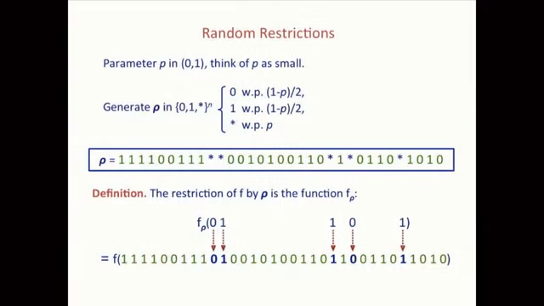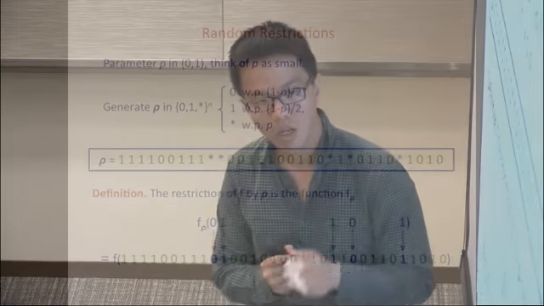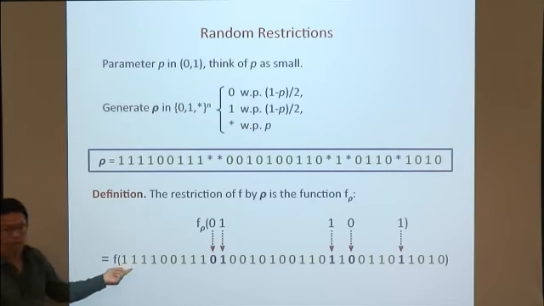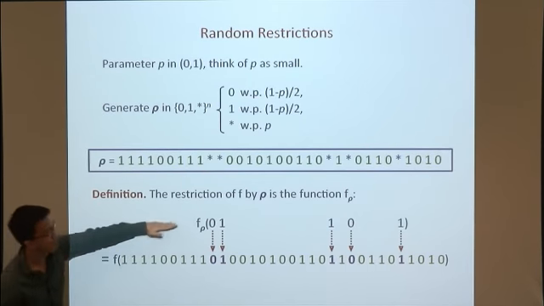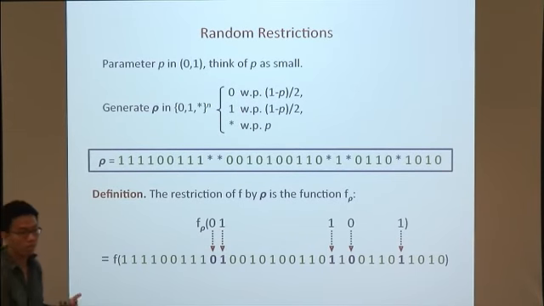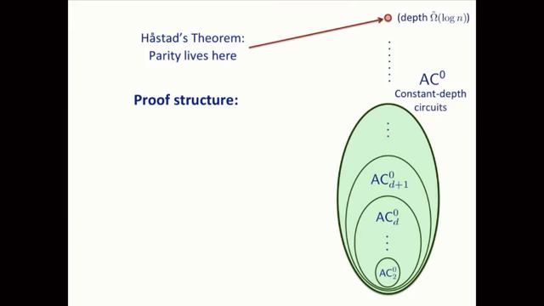What does it mean to hit a function with a restriction? The restriction of a Boolean function f by this string rho is the function where you take in values for the stars, and for the non-stars, you fill in according to the template. Okay, so this is what it means to transform f into f sub rho. As you can see, intuitively, you do make the function simpler. There was an n variable function, now it's a pn variable function. So let's see what this does to functions. So this is what a random restriction is. Here's Håstad's theorem again as a cartoon. It says that parity, the red dot, doesn't live in the green circle.